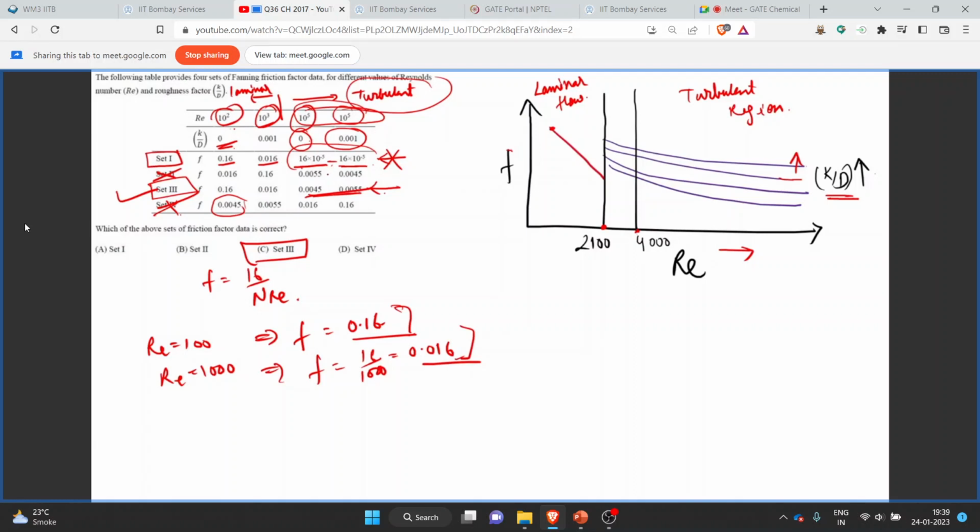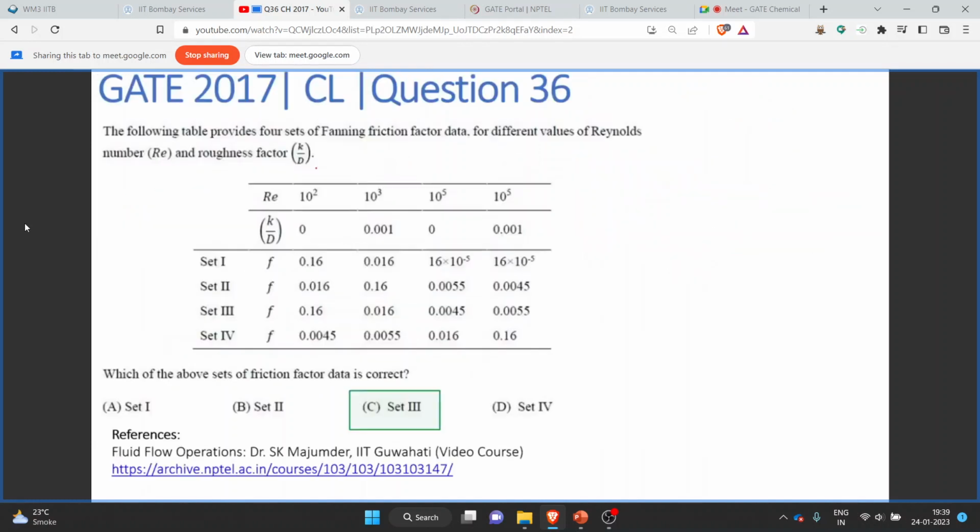In set 2, the calculated friction factor for the laminar flow for both these Reynolds numbers were incorrect. And in set 4, again, the calculated friction factor for the given Reynolds numbers were incorrect. That is why we rejected set 1, set 2, and set 4 as the correct answers. So from the given options, we can select option C, that is set 3, as the correct answer.